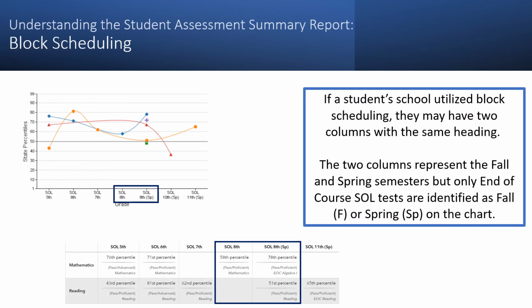A student could have 2 areas for the same year represented on the line graph and in the chart, as identified in the boxes highlighted on both the line graph and the chart. This is because a student could have been in a block schedule, and so they may have 2 columns, one representing fall and one representing spring. Another reason why this could be the case is if a student took a regular SOL and then also took end of course SOL tests, which are identified as F, or spring, which is SP on the chart.